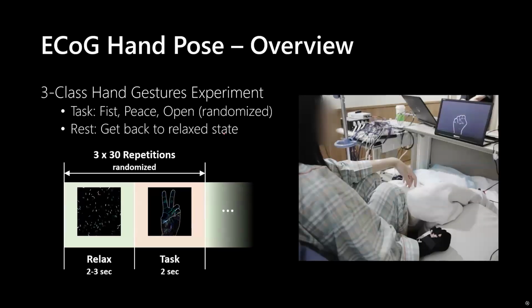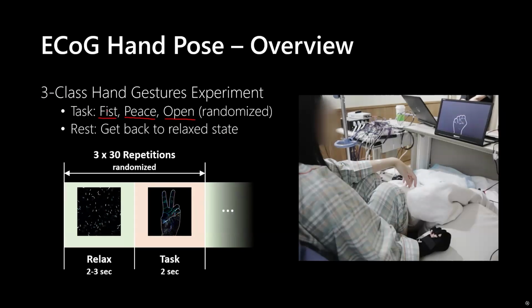Which kind of hand poses is the subject or the patient performing? So you can see here, this is a patient with implanted electrodes in a hospital setting. And the patient is, in this case, performing 3 different tasks. So essentially, you can think of it as rock, paper, scissors, or you can think of it as fist, a peace sign, and an open hand, right?